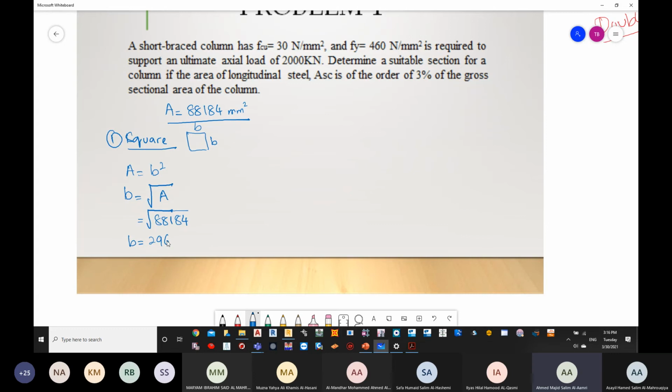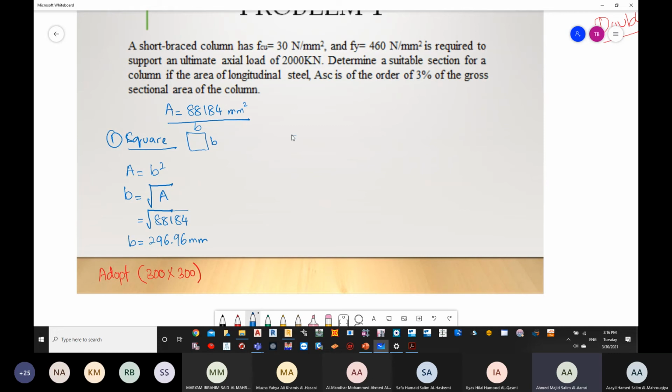So this is 296.96. We cannot have this as my width. So what we are going to say? We are going to adopt 300 into 300. Okay, so my section in case of a square, we cannot have 296. I have explained for you. Okay, so it is 300 into 300.